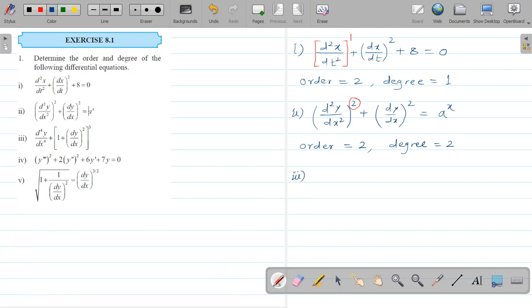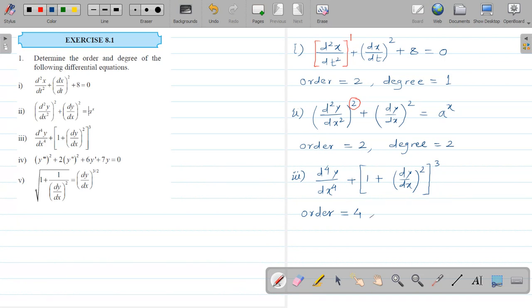Now third one, here it is d raised to 4y upon dx raised to 4 plus in bracket 1 plus dy by dx bracket square raised to 3. Now first of all we have to write the order, means higher order derivative. So here if you observe, there is no any fractional or negative index. So here the order is fourth order derivative, because it is d raised to 4y upon dx raised to 4.